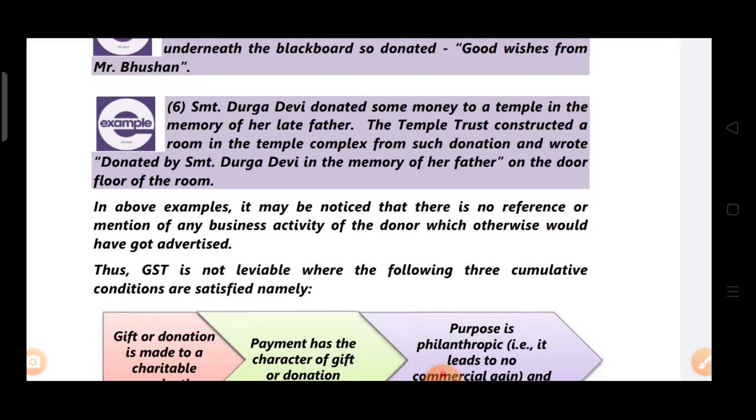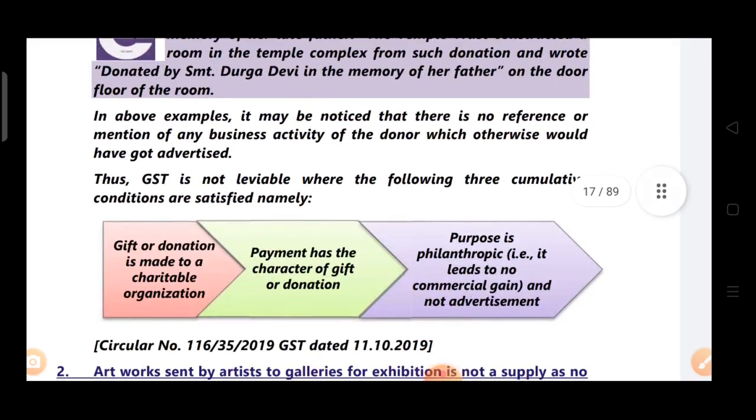Thus GST is not leviable where the following three cumulative conditions are satisfied. If these three cumulative conditions are there, then we can say GST is not leviable. First one is gift or donation is made to a charitable organization. Second cumulative condition is payment has the character of gift or donation. Third is purpose is philanthropic, meaning it leads to no commercial gain and is not advertisement.